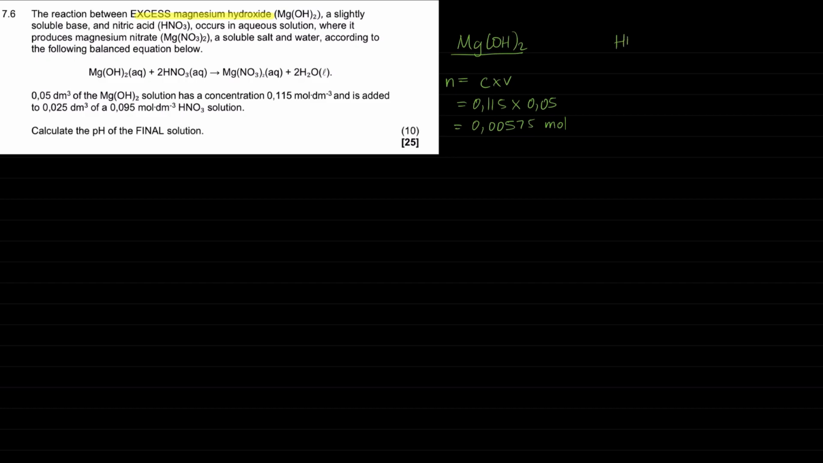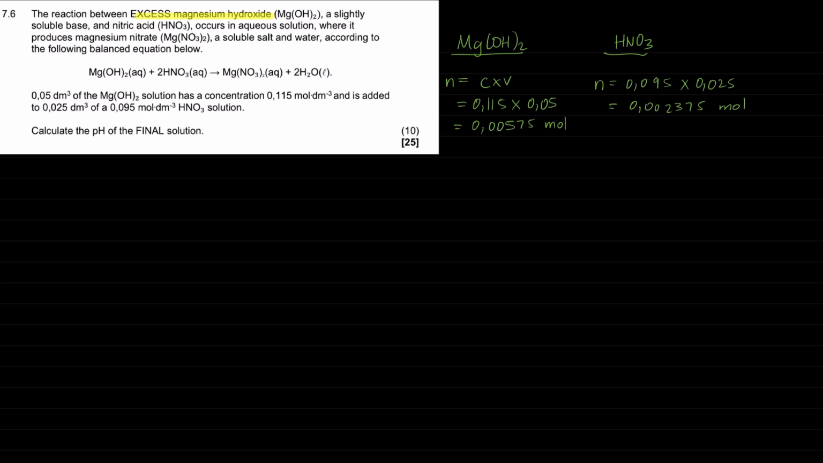Then the HNO3, the number of moles is equal to concentration times volume. So the concentration is 0,095 multiplied by the volume 0,025, and that gives us an answer of 0,002375 moles of acid.